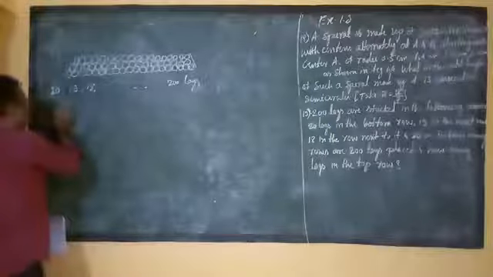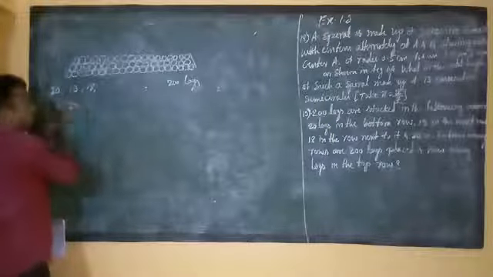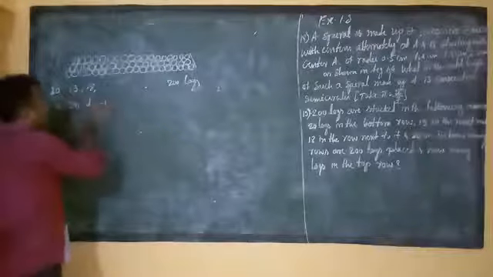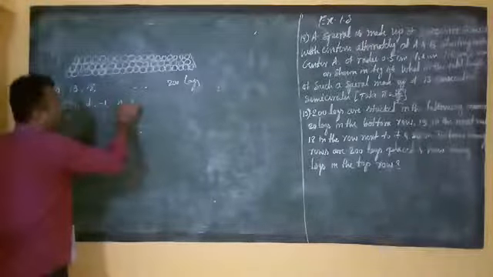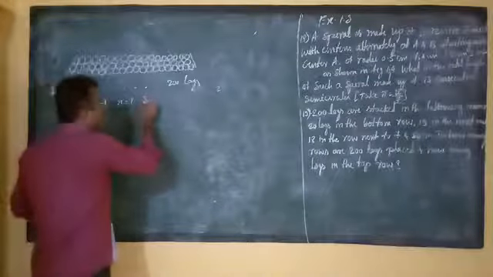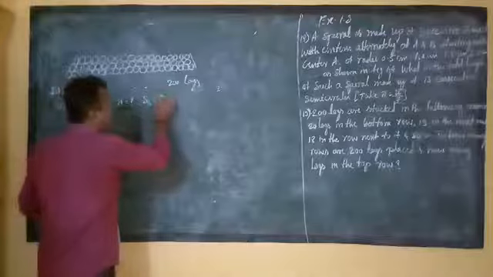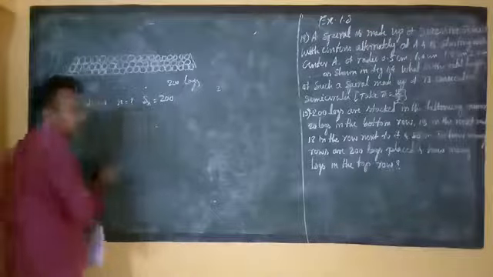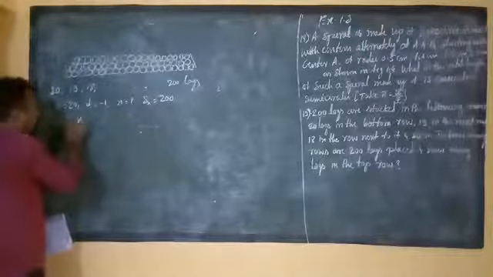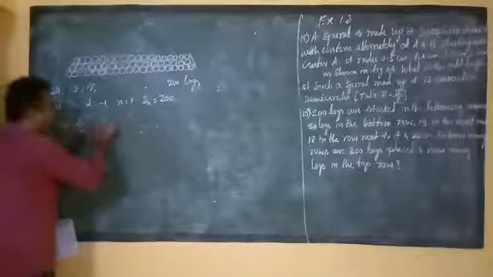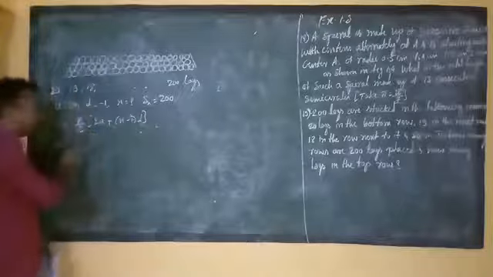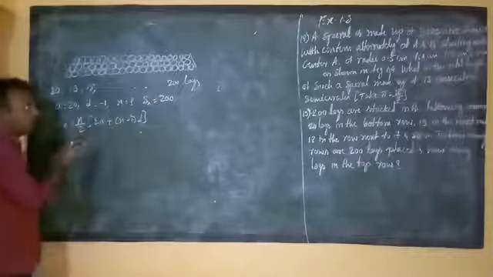So firstly, a is equal to 20, the first term, and d is equal to 19 minus 20, which is minus 1. n we have to calculate, I don't know how many rows there are, and Sn, the total number of logs, is 200. Now Sn is equal to n by 2 into 2a plus (n minus 1) into d. So we have to calculate the number of rows first.